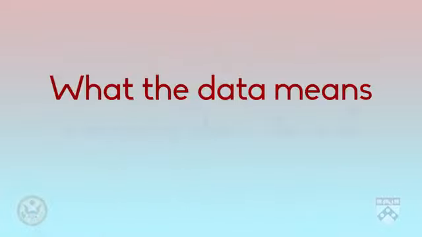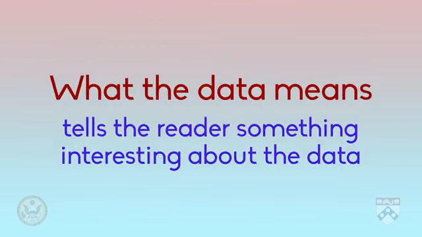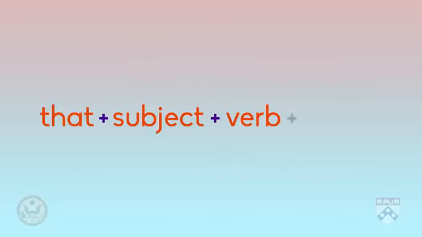Right after you tell the reader where to find the data, you tell them what the data means. You want to tell the reader something interesting about the data. The structure of this is that plus subject plus verb plus object. Let's look at an example of these two things.